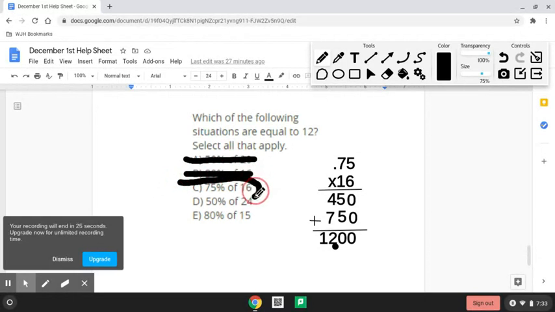Now that is the same process you're going to have to follow for the last 2. And if they equal 12, then circle them. If not, then don't.